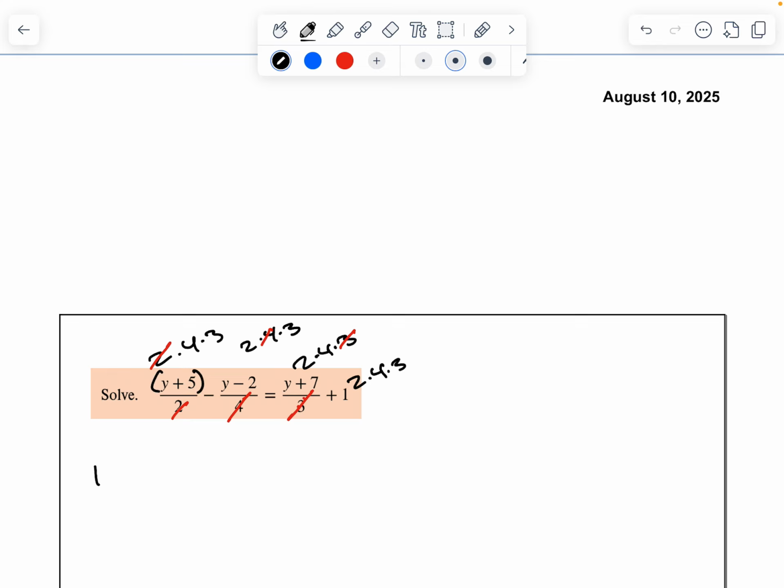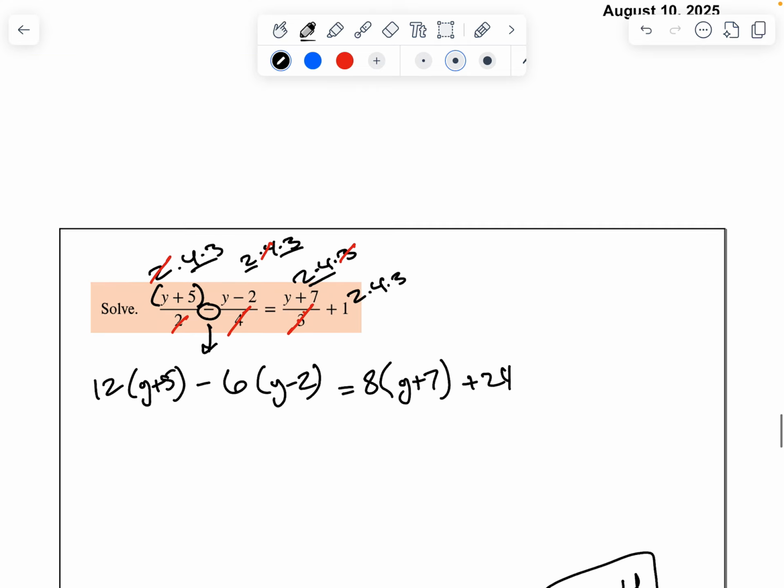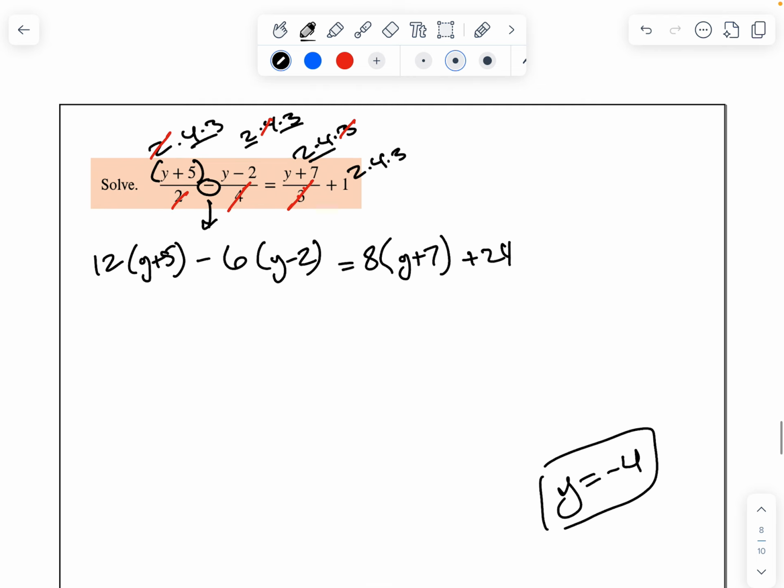Here, 4 times 3 is 12. Y plus 5. I'm getting the 12 by multiplying those things. 2 times 3 is 6. Y minus 2. Notice I brought that minus sign down. Same thing with the equal sign. 2 times 4 is 8. Y plus 7. And 1 times 2 times 4 times 3 is 24. And I'm going to leave you to finish solving that. Again, I'm about to slide down and show you the answer, so take a minute, go through and try and solve it, get your answer, and then check it against mine. Your answer should be y equals negative 4.